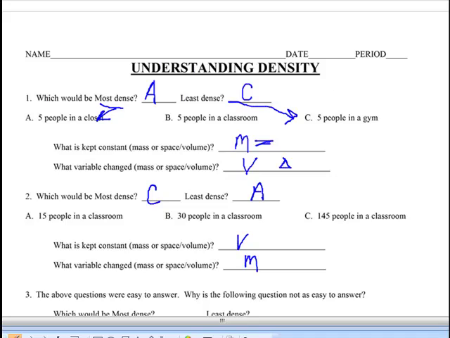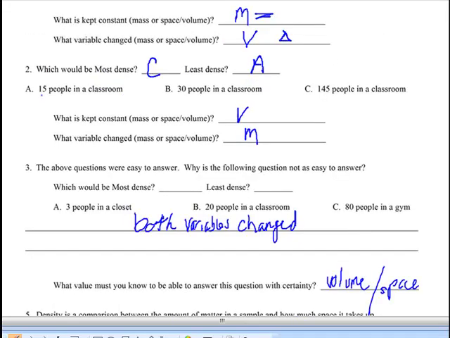they have the most room to spread out in the gym. The next one, the people stay the same. I'm sorry, the size of the classroom stays the same, but the people change. So the volume is constant, but the mass, the amount of matter, amount of people change. So we've got most dense, 145 people in a classroom would be ridiculously dense. People would be shoulder to shoulder, and least dense would be 15 in a classroom. They'd be able to spread out a lot more and have a lot more space in between them.